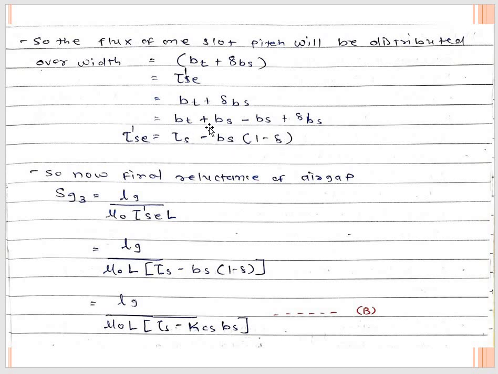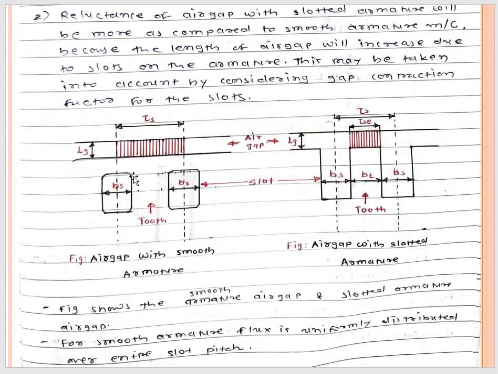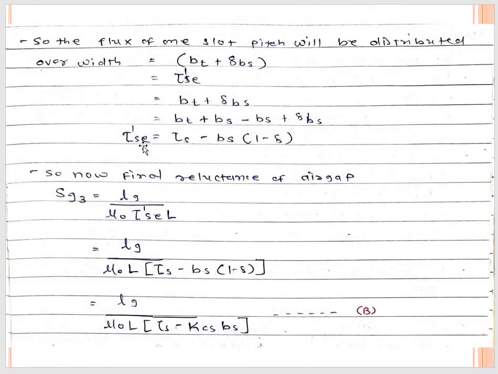Also we know that bt plus bs is our tau s. So our equation for the effective tau se, that is tau se dash, is given by tau s minus bs (1 minus delta). So this is the actual flux distribution length after considering the fringing effect. This will be useful for our further calculation.